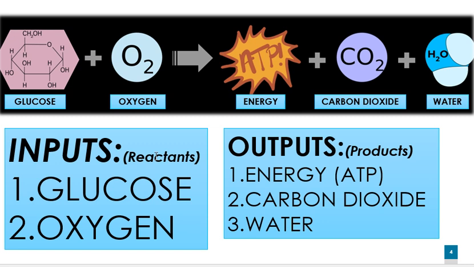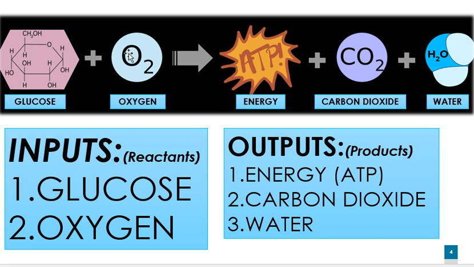The inputs or reactants of cellular respiration need glucose. So, where do we get the glucose? Again, we get the glucose from the food that we eat. And then we have the oxygen. Take note that in the process of breathing, we take in oxygen. This oxygen, remember, is a waste of plants in the process of photosynthesis. But for us, it is an input.